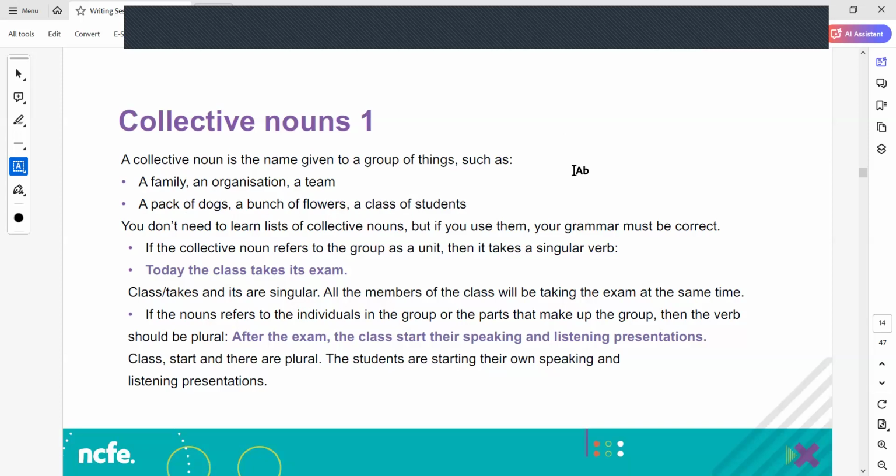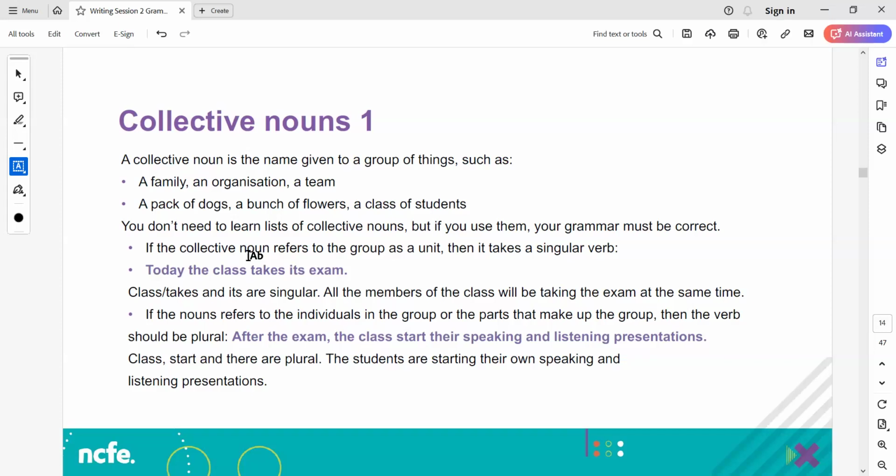If the collective noun refers to the group as a unit, it takes a singular verb. So if we're talking about the class as a whole, then the verb needs to be singular. So today, the class takes its exam. Okay, because they're all taking the exam together at the same time, so they are one unit. Class and takes are singular.